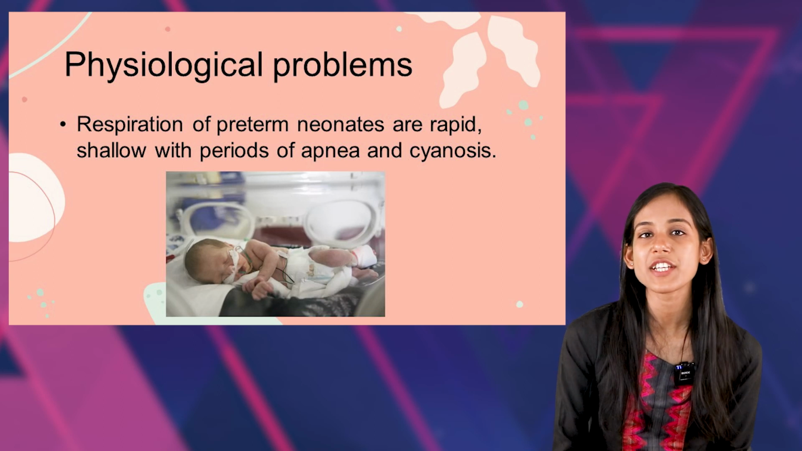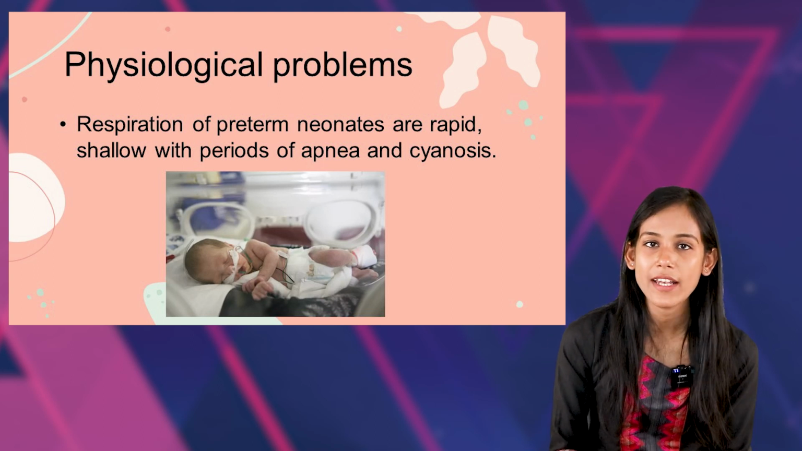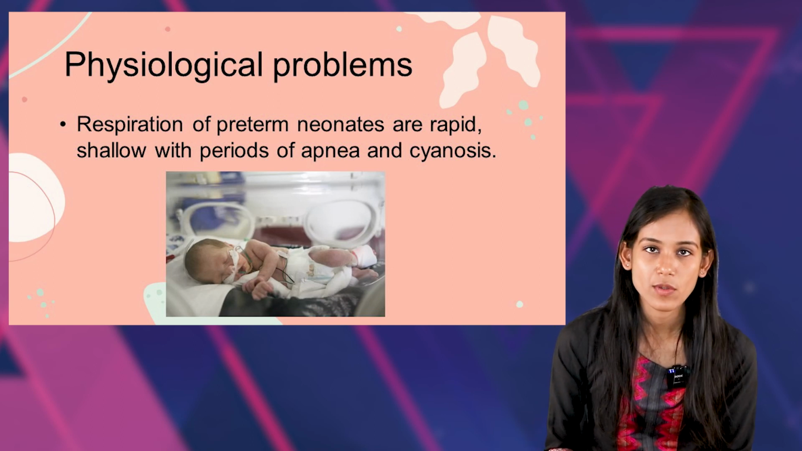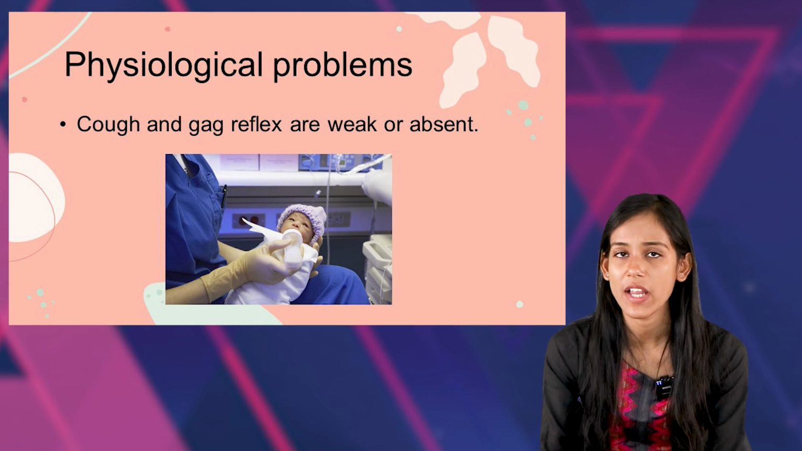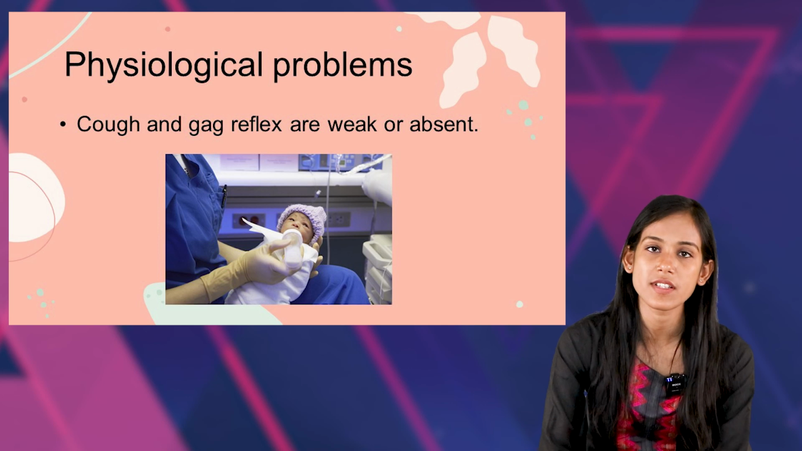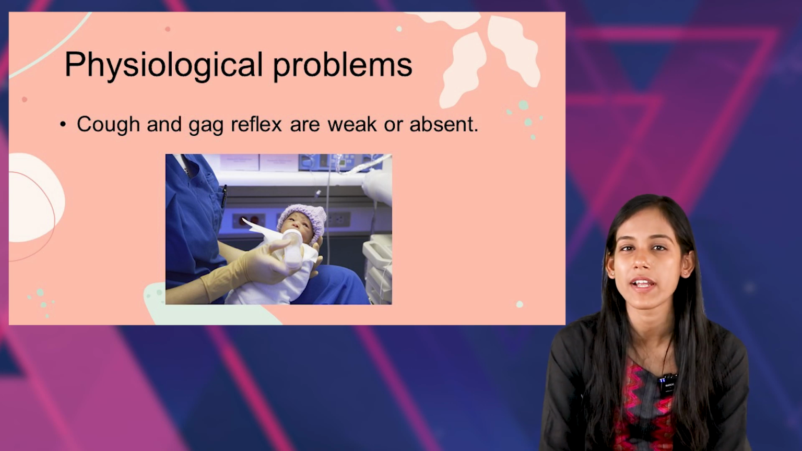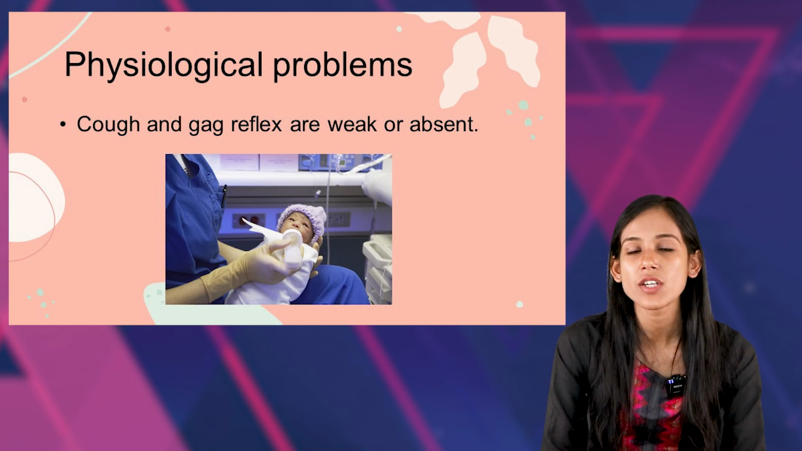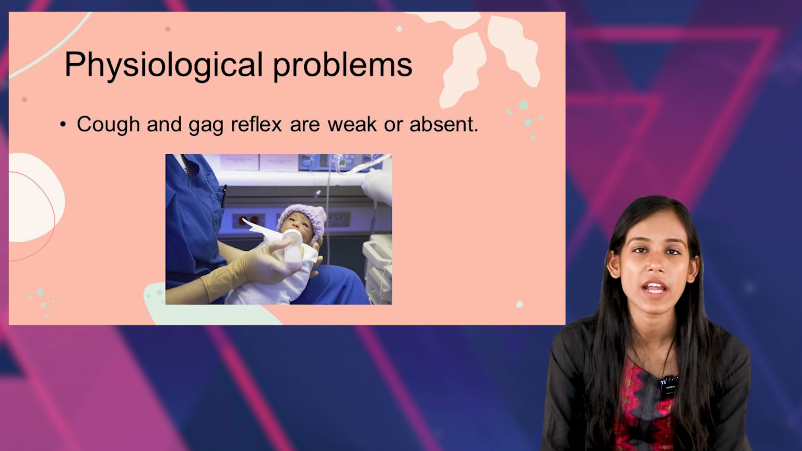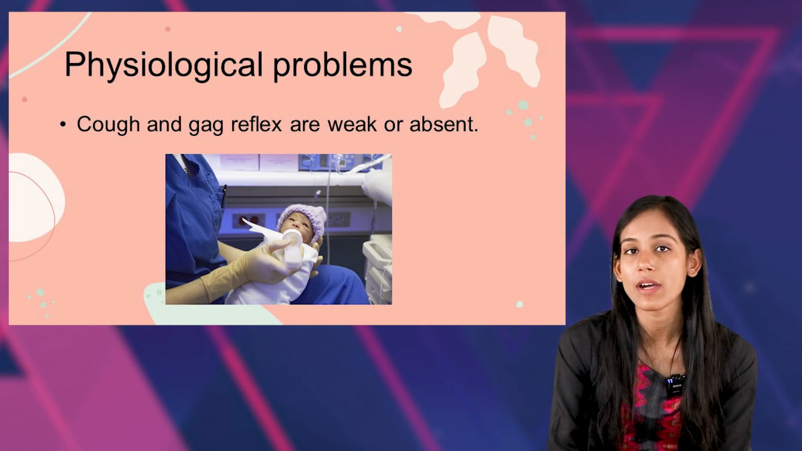The respiration of preterm neonates is rapid and shallow, and we can see that there would be episodes of apnea and cyanosis. And the cough and gag reflexes are weak or absent in these babies. As we also discussed about the reflexes, the motor reflex, sucking reflex, and swallowing reflex would be incomplete. In the same way, here in the respiratory functions, the cough reflex or the gag reflex might be incomplete, might be weak, or can also be absent.